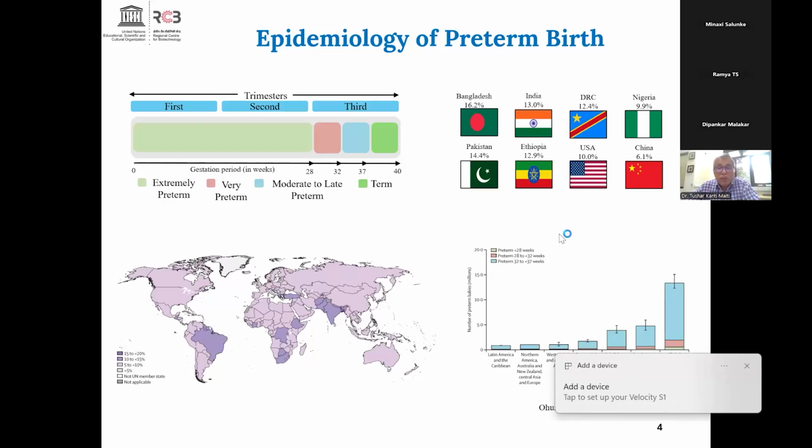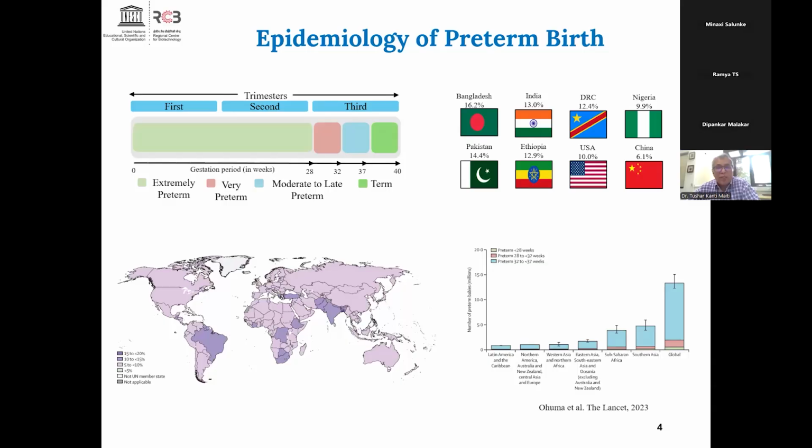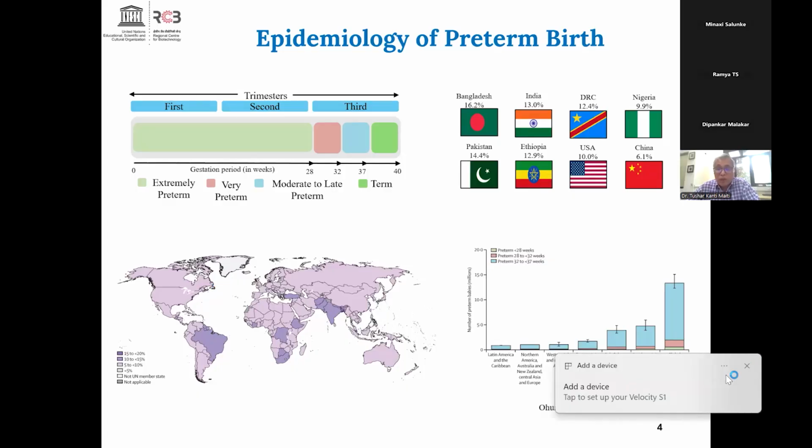So these preterm births are classified on different scales. One is called extremely preterm birth, which is less than 28 weeks of POG, the period of gestation, and very preterm birth, which ranges from 28 to 32 weeks. Moderate, after 32 weeks of pregnancy till 37 weeks of delivery, is considered late or moderate preterm, and anything beyond 37 weeks we consider a term birth.